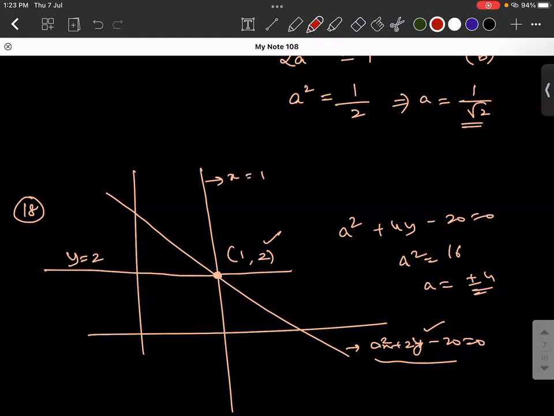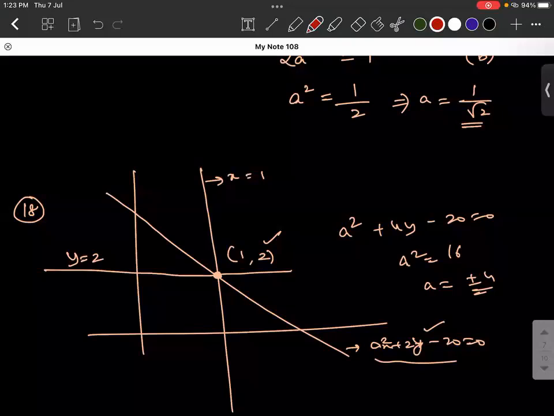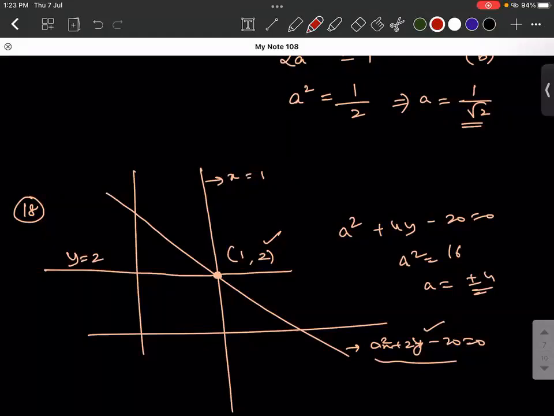Okay. You substituted, no? But there is a meaning. See, fortunately, it saved you because there is a meaning. See, the question is same only. The lines x is equal to 1 and y is equal to 2, where will they meet? At 1, 2 only. It's fine. It's right.